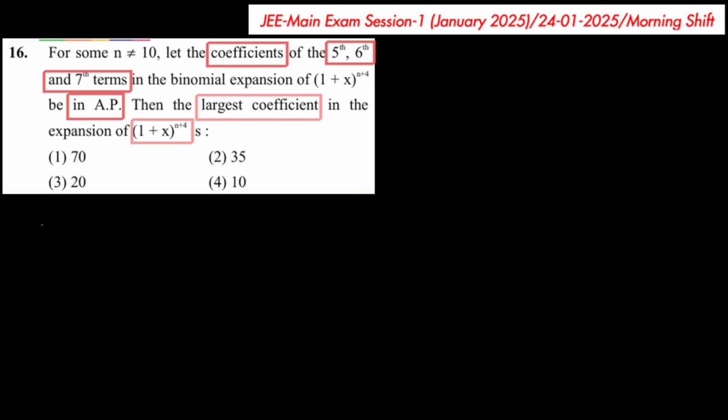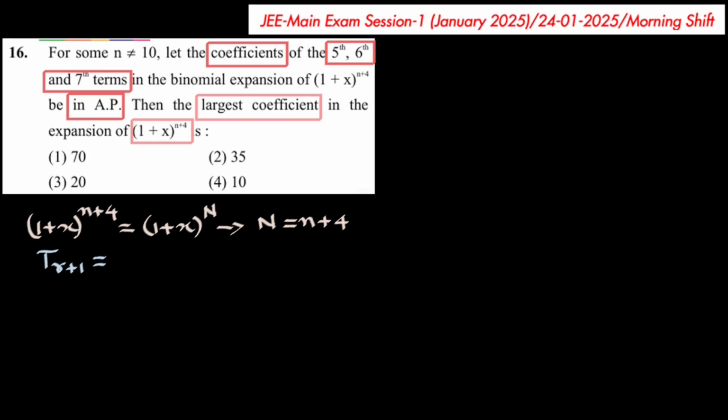पहिला प्रथम आपण (1 + x)^(n+4) equals लिहूया (1 + x)^N, म्हणजेच small n plus 4. r plus 1th term binomial expansion मध्ये असते NCr into x raised to r. त्यामुळं 5th, 6th आणि 7th टर्मचे कोएफिशियंट्स होतील NC4, NC5 and NC6.